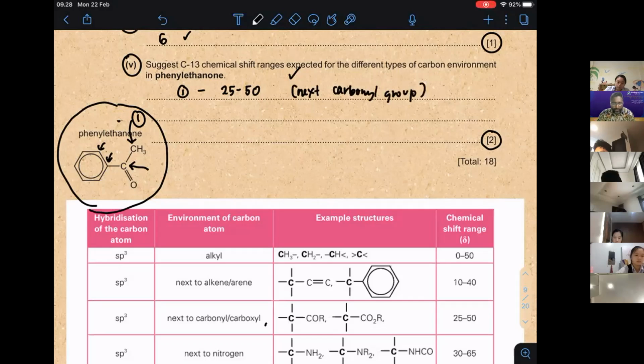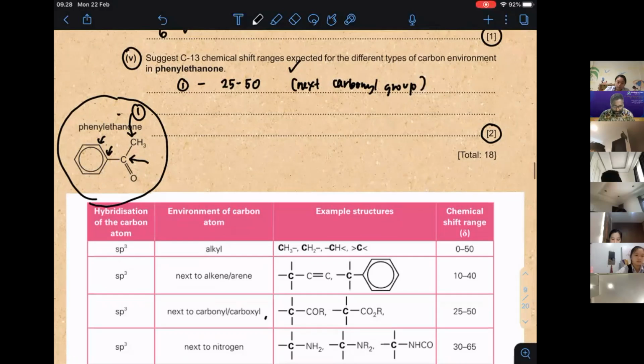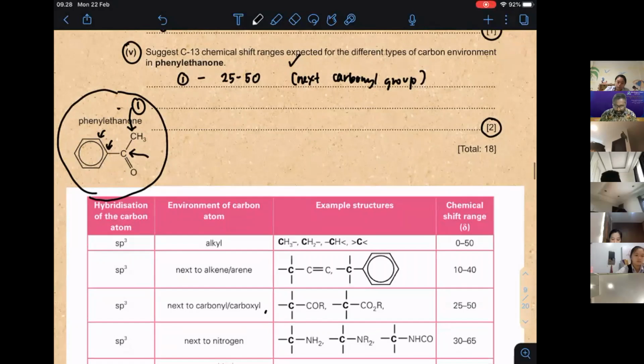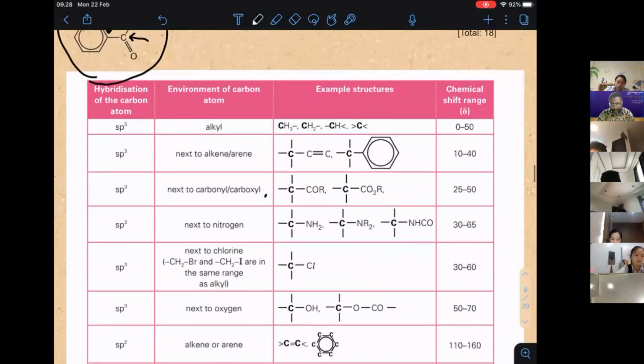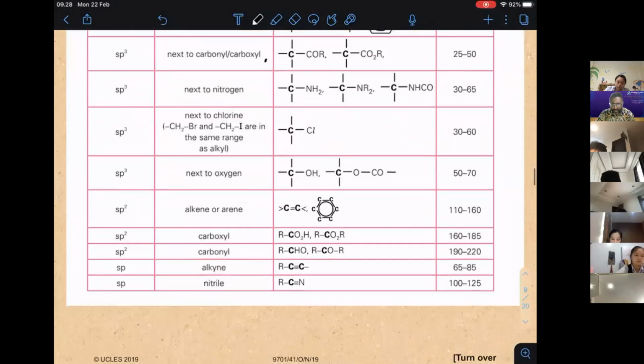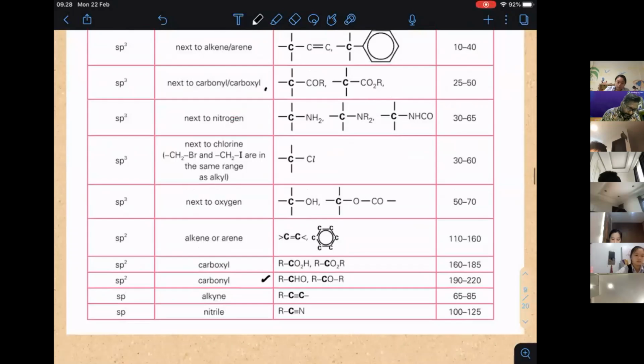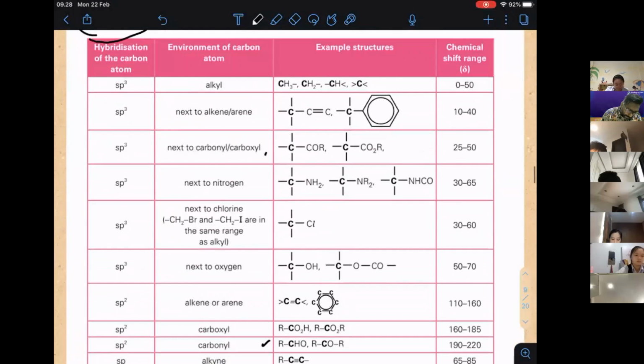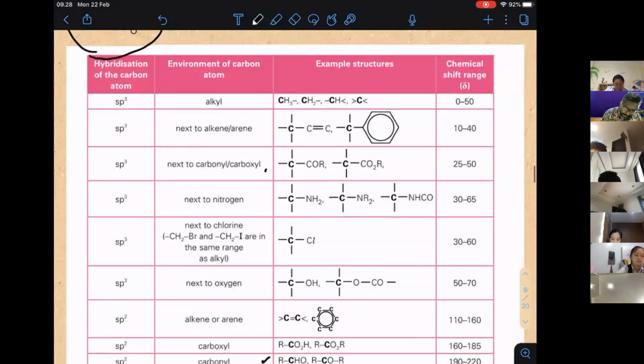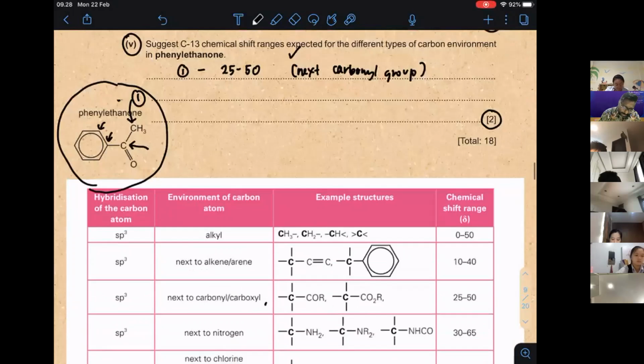I am also going to see the carbon that is directly attached to the carbonyl group. So let's look at here. This is directly attached to the carbonyl group. So we are looking at 190 to 220. This one. 190 to 220, directly attached to carbonyl group.